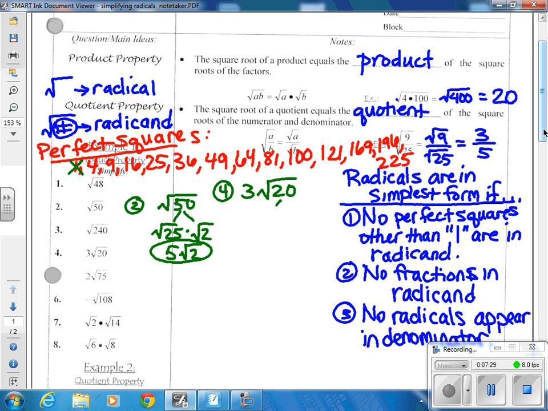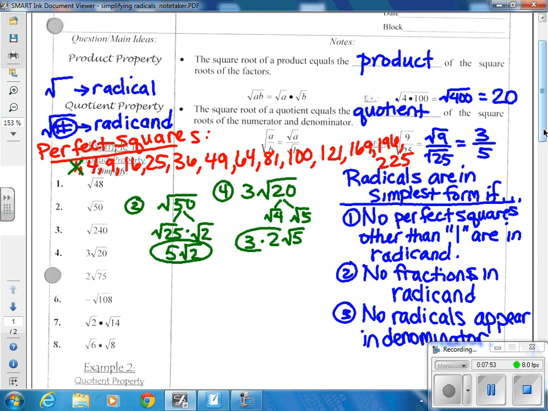So if I go ahead and set up my branches, and I find the perfect square that goes into 20, 4 is the only one that I've got, so it's the square root of 4 times the square root of 5. Notice that the square root of 4 is 2. Square root of 5 stays square root of 5. But now you've got to bring that 3 back down. The 3 is on the outside, which means it multiplies times whatever else is on the outside. So I now have 3 times 2 square root of 5.